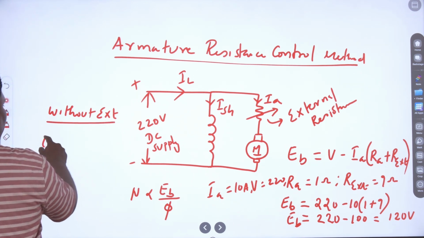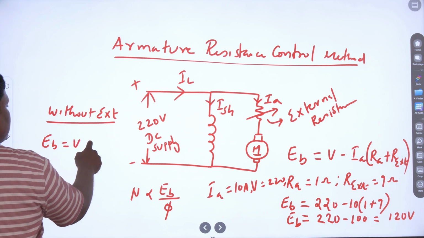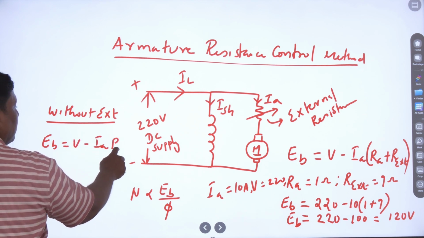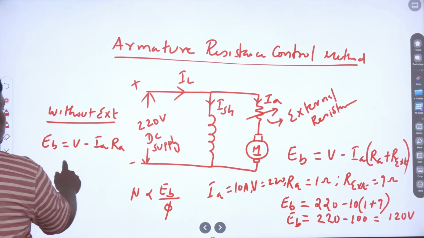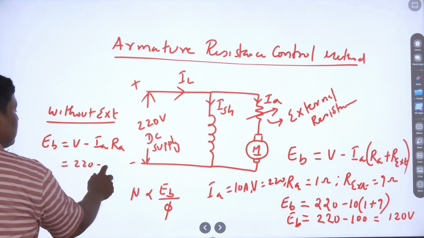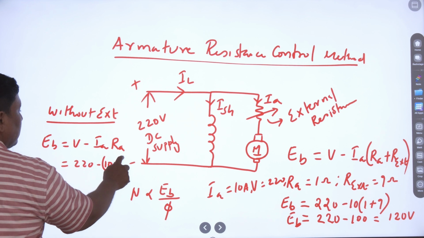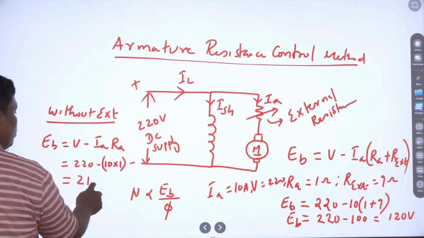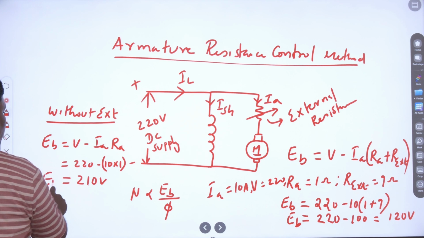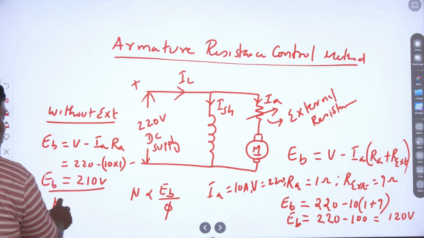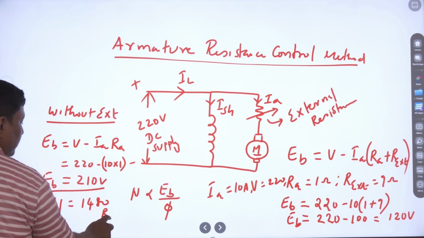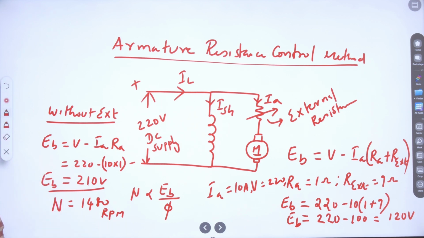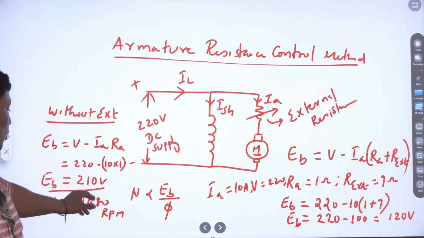So without external resistance, the EB value is V minus IARA. So 220 minus 10 into 1. Clear? So the value is 210 volt. We can assume that for 210 volt the speed is 1480 RPM. For understanding the concept, we are assuming the speed is 1480 RPM for 210 volt.